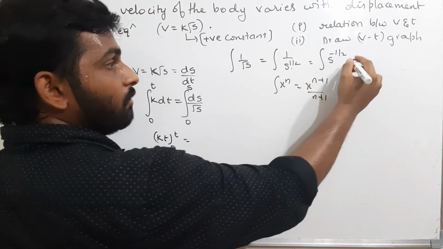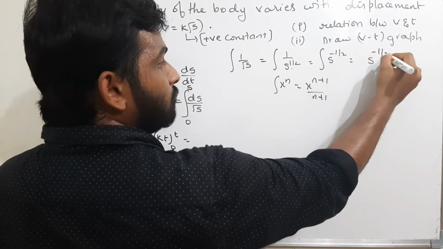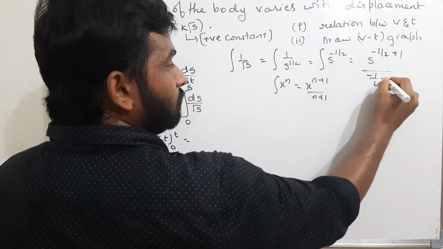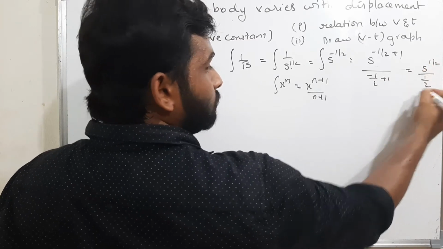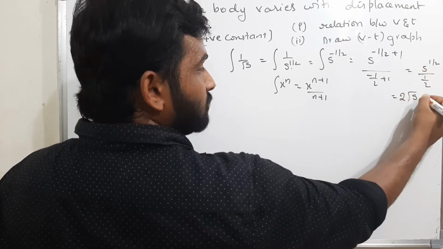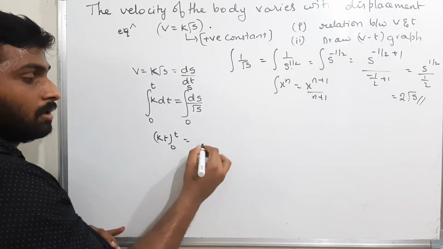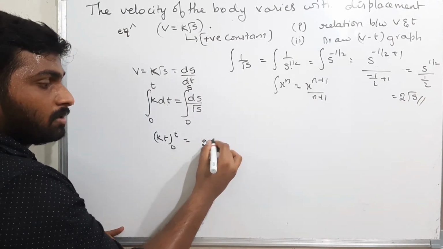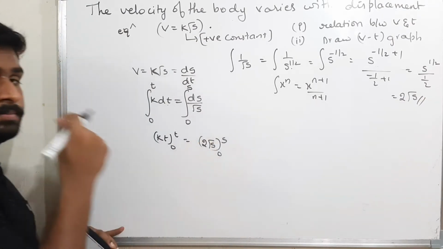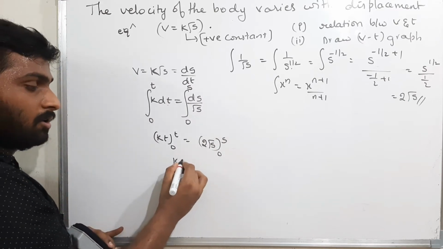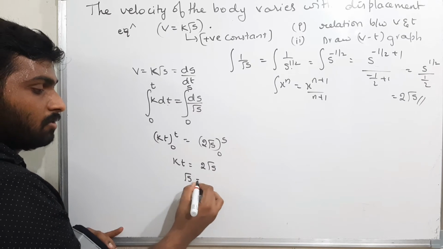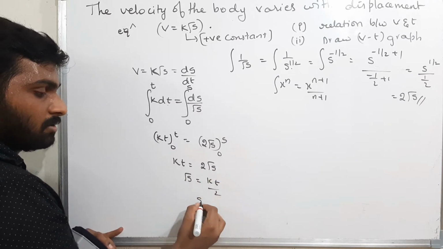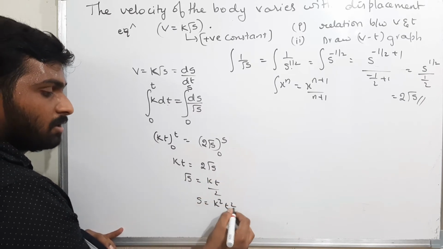I am using the same formula. What is it? S power minus 1 by 2 plus 1 by minus 1 by 2 plus 1. How much will you get? S power 1 by 2 by 1 by 2. That is nothing but 2 root s. Therefore, 2 root s, limits are from 0 to s. Now, k into t is equal to 2 root s. Therefore, root s is equal to kt by 2. Therefore, s is equal to k square t square by 4.